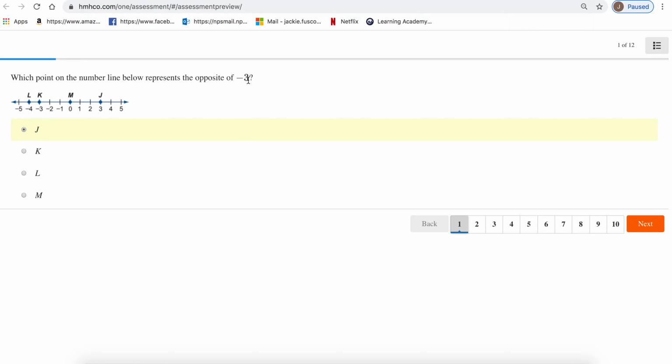Notice that they put -3 on here as an answer to try to trick you, because it doesn't want to know where -3 is. It wants to know where the opposite of -3 is, okay?